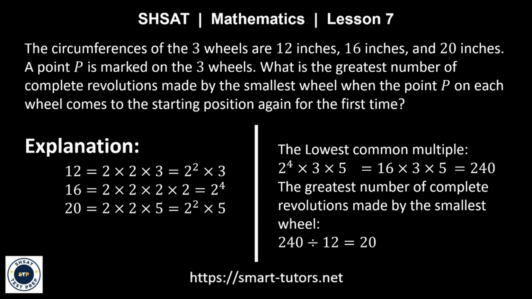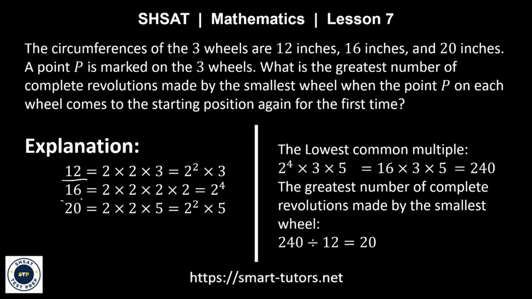The circumferences of 3 wheels are 12 inches, 16 inches, and 20 inches. A point P is marked on the 3 wheels. What is the greatest number of complete revolutions made by the smallest wheel when point P on each wheel comes to the starting position again for the first time? So we want to find the lowest common multiple, the least common multiple.